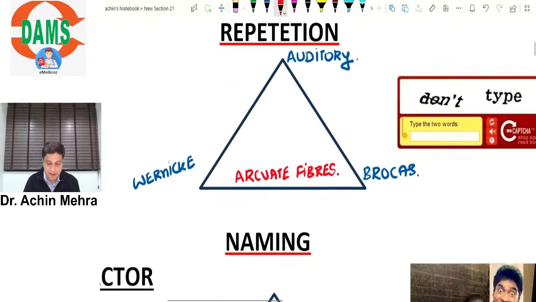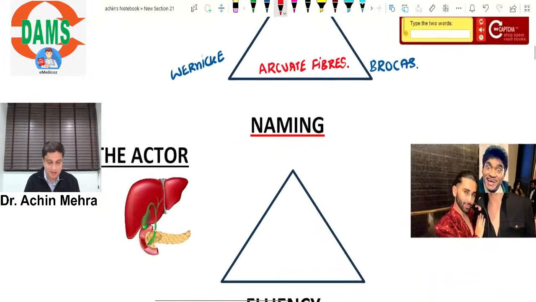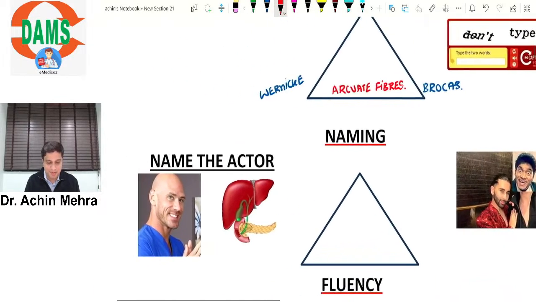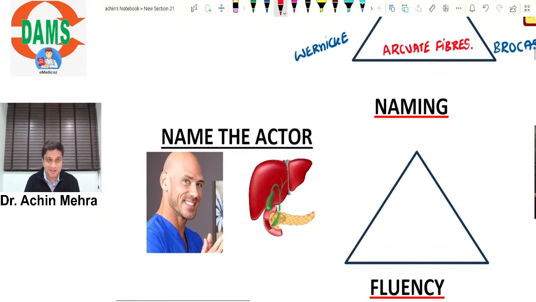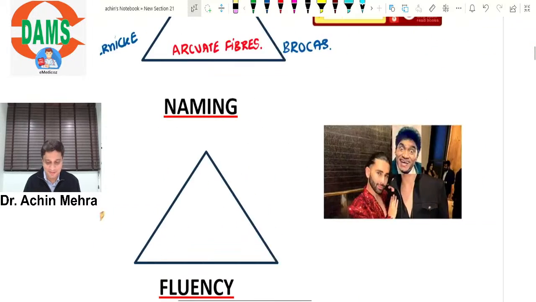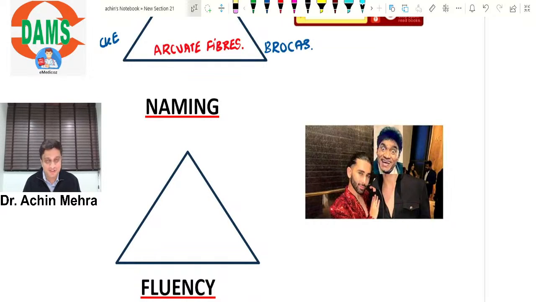Then comes the naming part. This might sound silly to some of the people, but I'm very well aware you know this gentleman. Recently, he came in a popular ad with a star of Bollywood. So if I ask you to name the actor, you will see his name Johnny, and then you will see a liver, Johnny Liver. Same goes with Johnny Liver, because standing with him is Ori, who is also a liver, right?